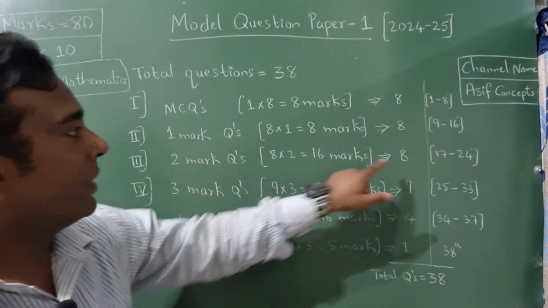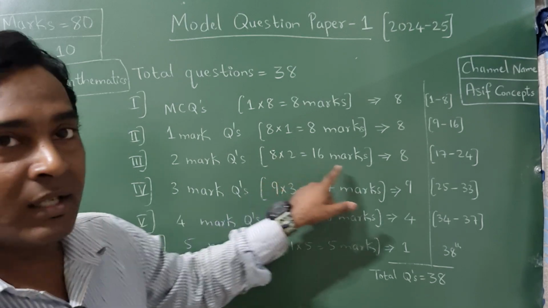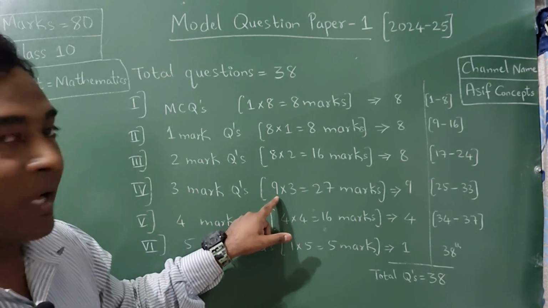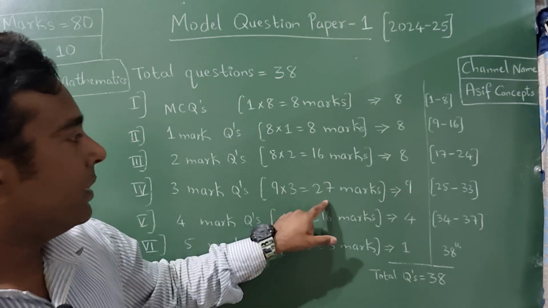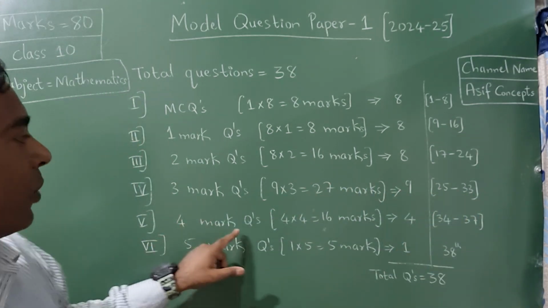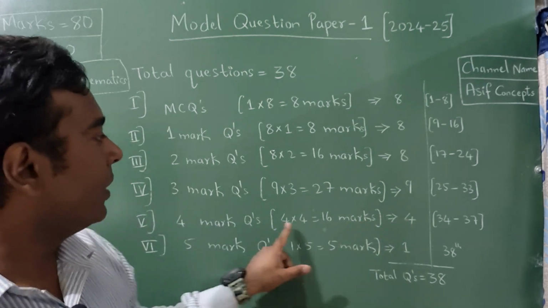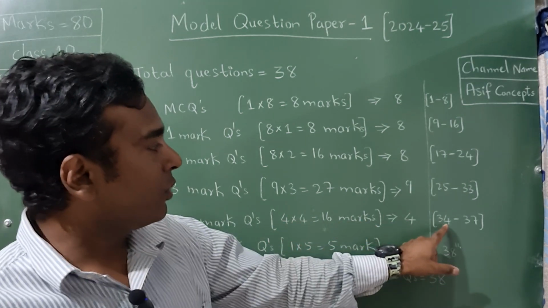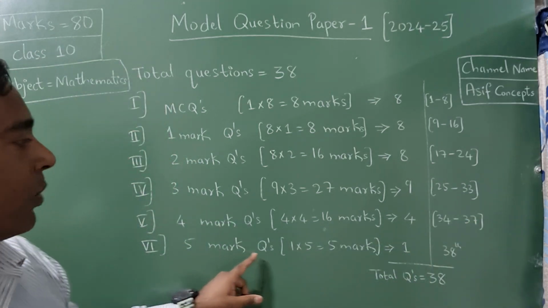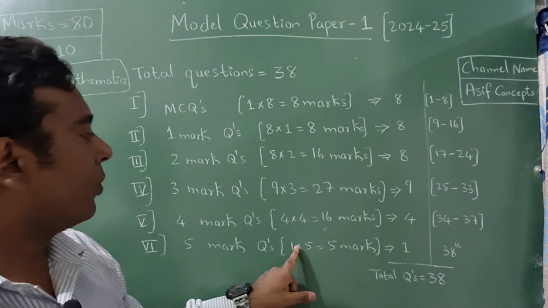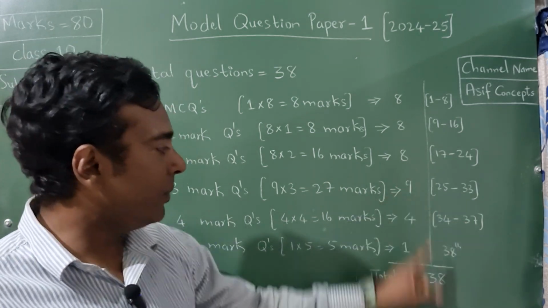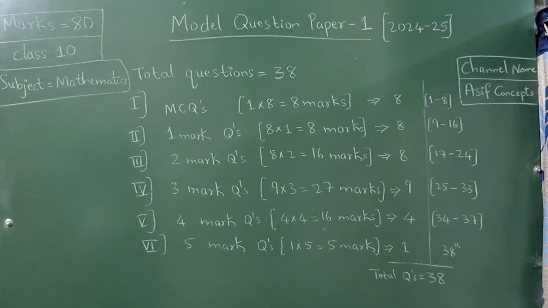There will be 8 two-mark questions, so 8 twos are 16, and they start from 17 to 24. There will be 9 three-mark questions, 9 threes are 27, from 25 to 33. There will be 4 four-mark questions, so 4 fours are 16 marks, from 34 to 37. There will be 1 five-mark question, so 1 five is 5, and that will be the 38th question. So in total there will be 38 questions.